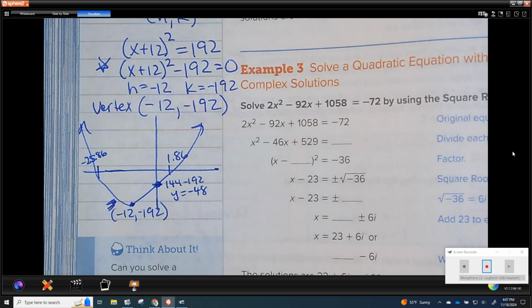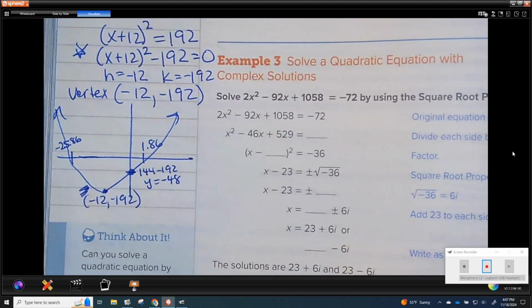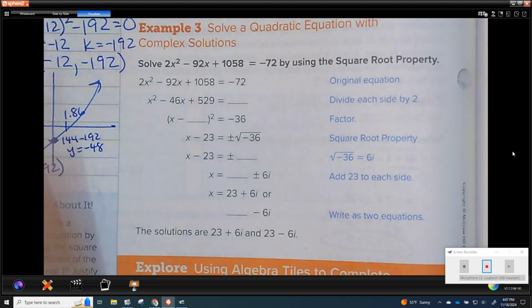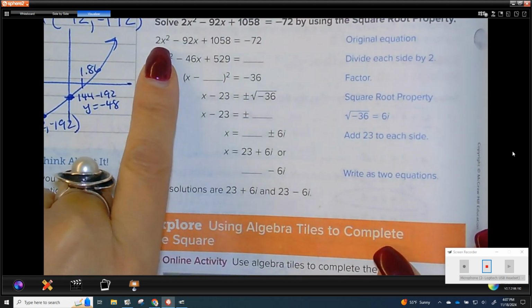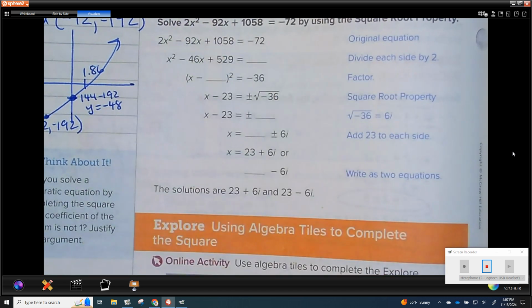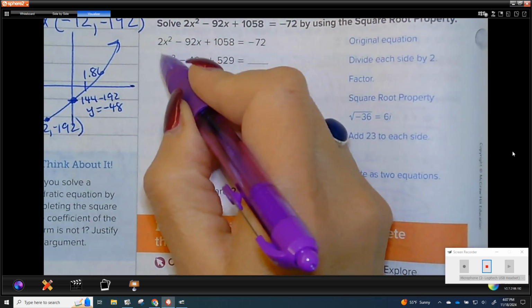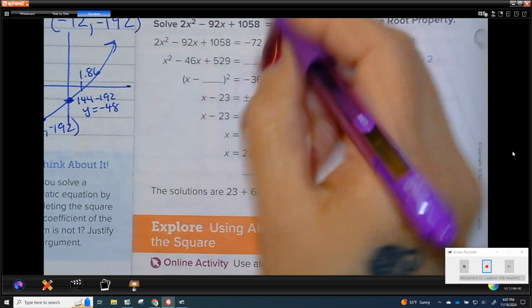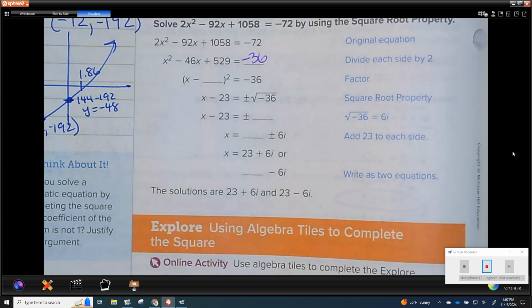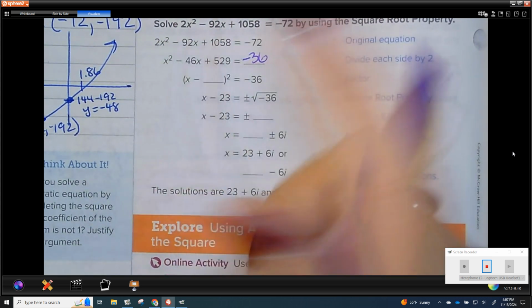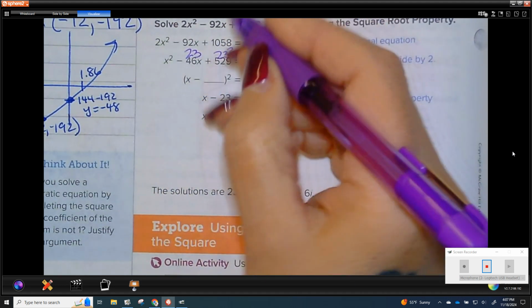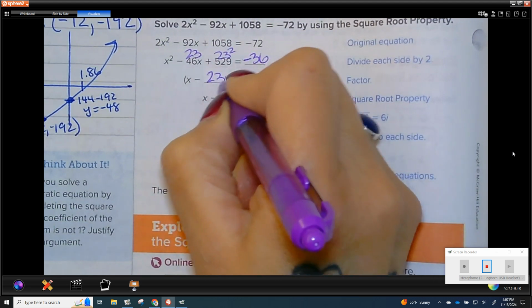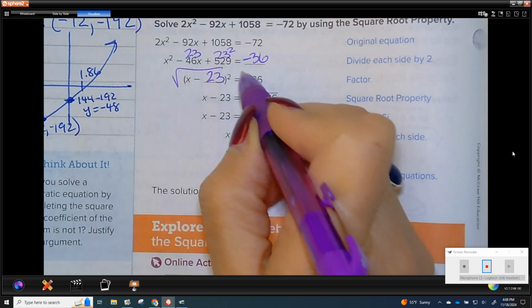They go over it a little later, but I just want to show you every time we do it. So here's one with complex solutions. Again, this one is not a perfect square because we have a 2. If this 2 was a squared number, we could probably factor a perfect square. But looking at this equation, if I divide everything by 2, because these are all even, we get smaller numbers. Now, half of 46 is 23, and 23 squared is 529. So it's x minus 23 and the square root of 36.